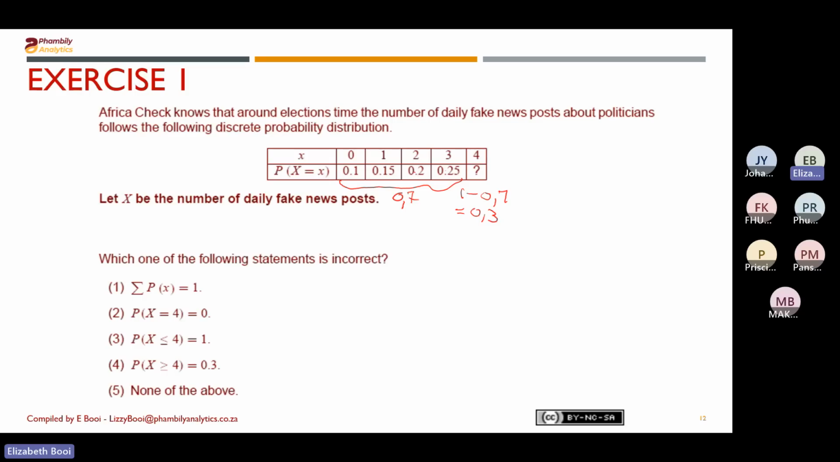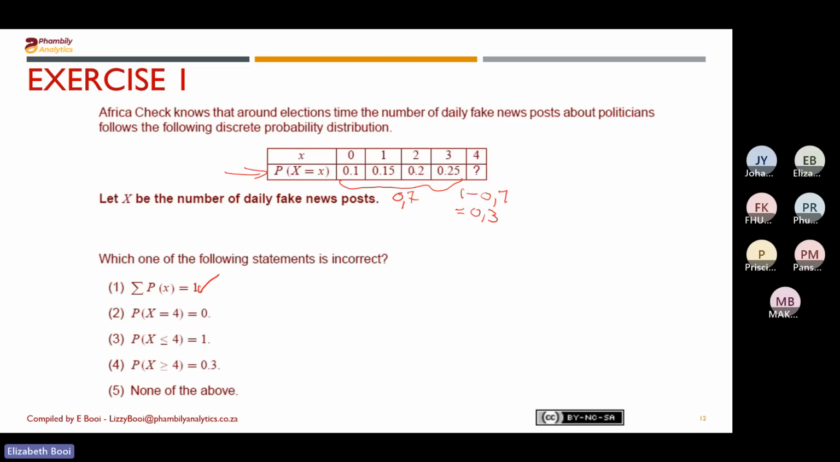Number 1, the sum of all probabilities is equal to? If you add all of these probabilities, what do they give you? If you add 0.7 plus 0.3, what do you get? 1. So the sum of all probabilities is equal to 1. That's correct, but we're not looking for the correct answer. We're looking for the incorrect answer.